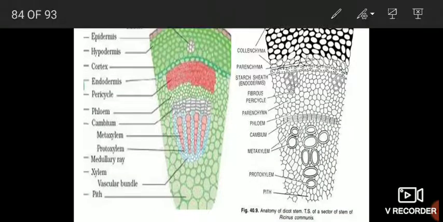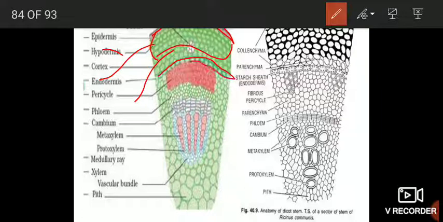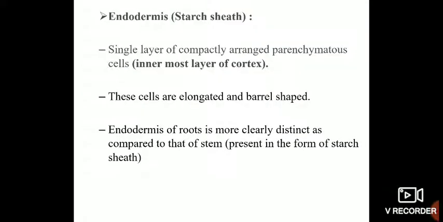Here you can see in the image, this layer represents epidermis, and inner to epidermis, this zone of cells is known as hypodermis. Hypodermis is followed by general cortex, and then the general cortex is followed by a single layer of cells which is known as endodermis. That we will discuss in the next slide.